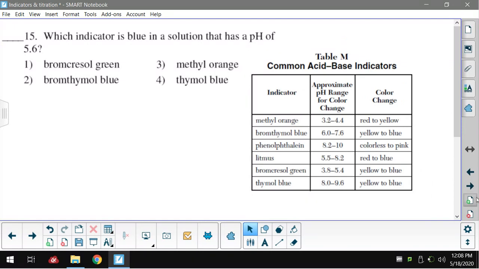And the last question: which indicator is blue in a solution that has a pH of 5.6? It's got to be blue, so it's got to be higher than the indicator's transition point. Bromocresol green, 5.4, is blue. Anything higher would be blue, and 5.6 is higher than that. Bromocresol green looks like the correct answer.